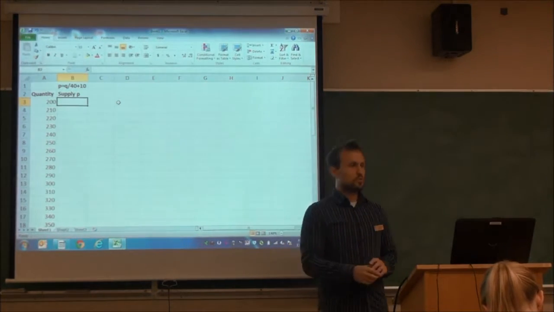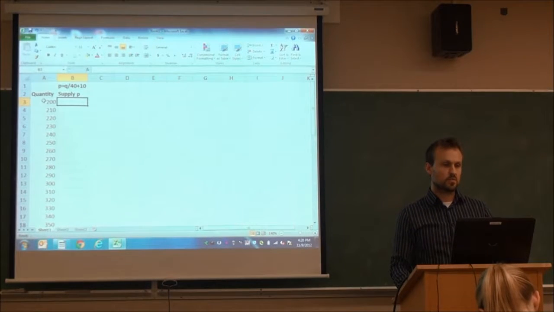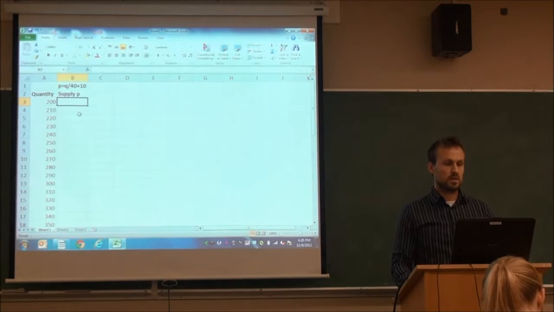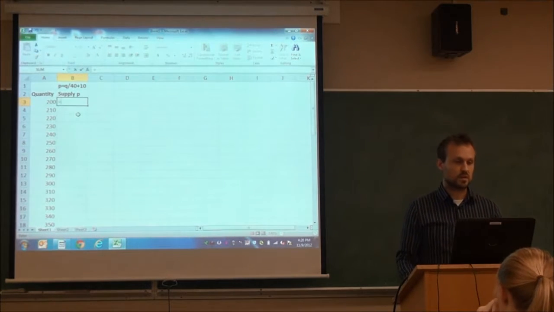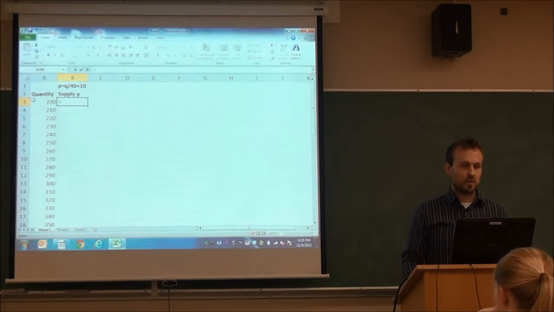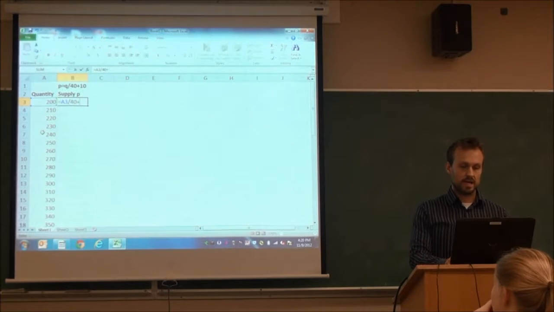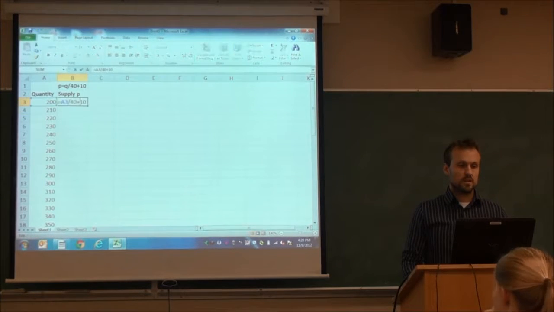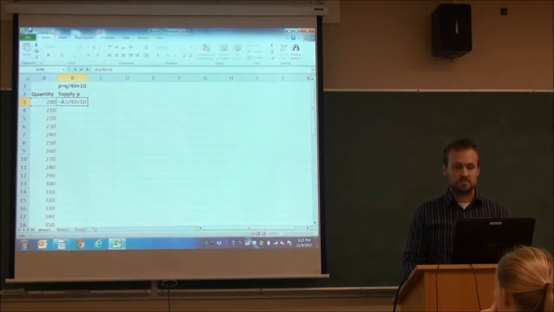So now I want to input this formula for Excel so it can take this quantity as the Q value and calculate the corresponding P value. How I do that is I type an equal sign to say that I'm going to start typing a formula now. The Q value that I want to use is this one. I want to divide that by 40, and I want to add 10. And it gives me the corresponding price. It used this one in the blue box as the Q value.